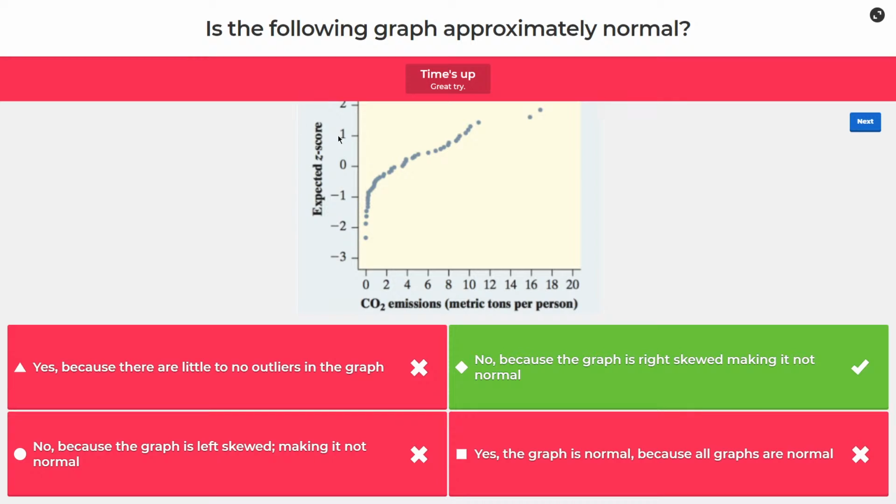So our correct answer would be, no, it is not normal. And as you can see from this chart, it's skewed to the right, as you can see from this little trailing tail over here.